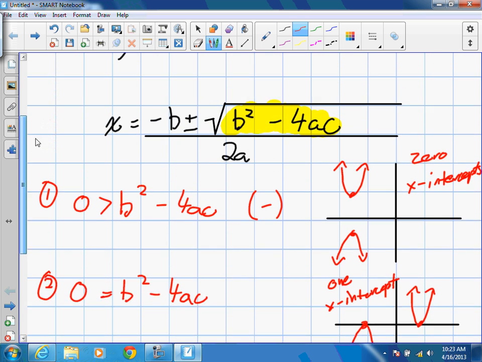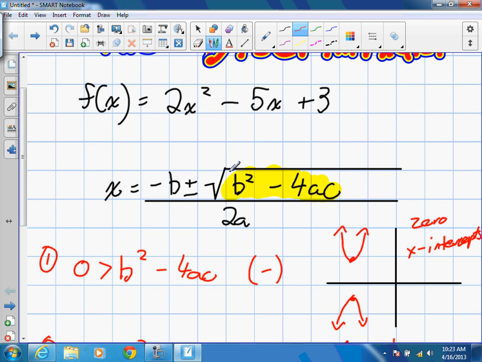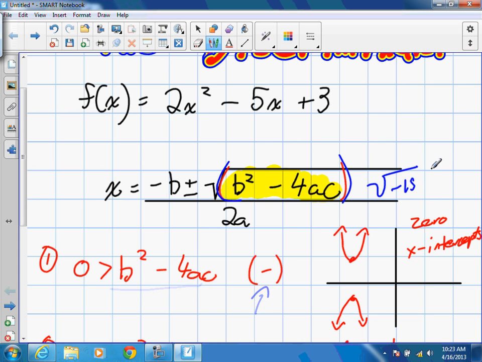Now, the reason we use just this part of the formula is this. If the discriminant is less than 0, in other words negative, this is specifically this part of the quadratic formula. So if I have a negative value under the root, something like negative 15, can I square root that? No. In other words, I cannot continue any farther. Therefore, I have no x-intercepts in this case.